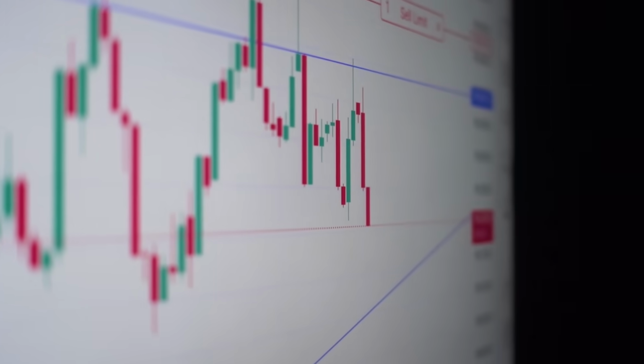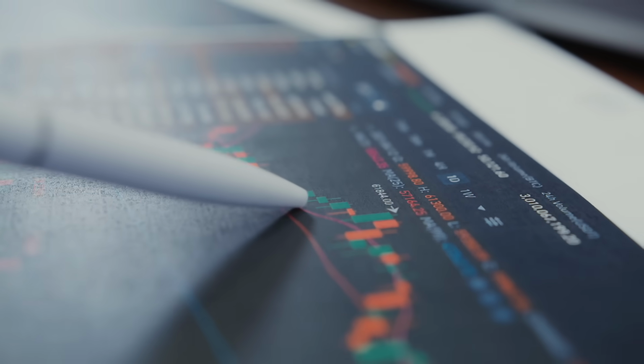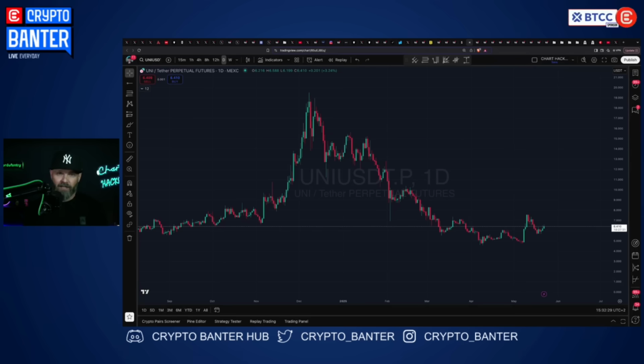And you can often find that a drop onto some of these moving averages can in fact be a launch pad, or a pump into the moving averages can offer a massive rejection. Let me show you a quick example of how to get the 50-day moving average on your chart and how to get trading with it.